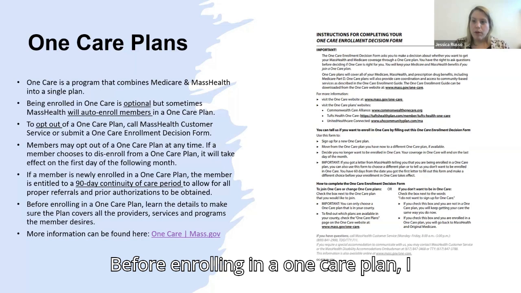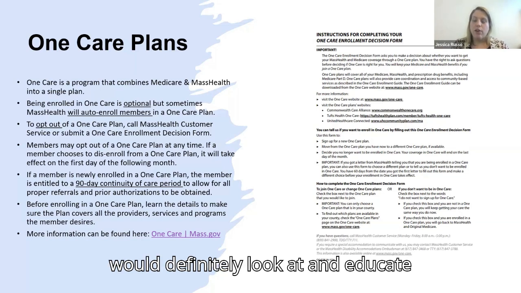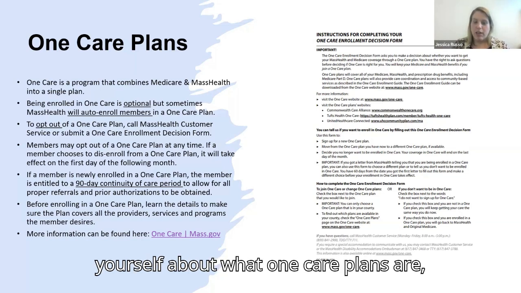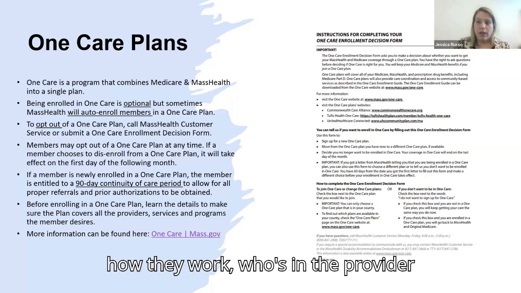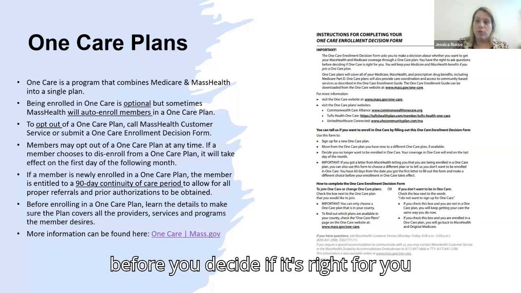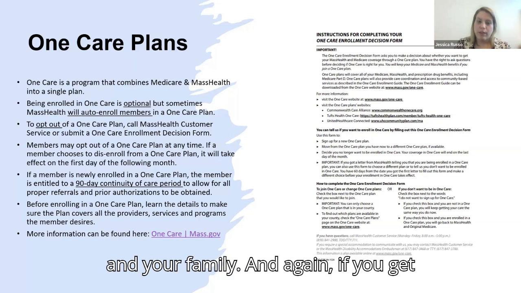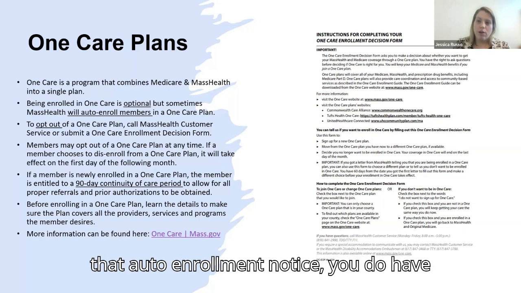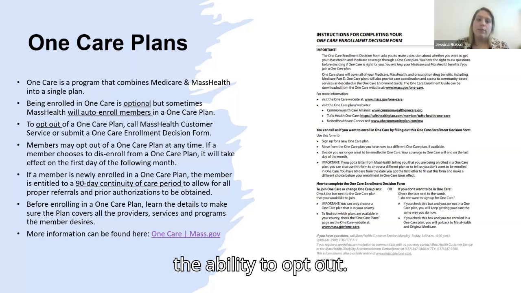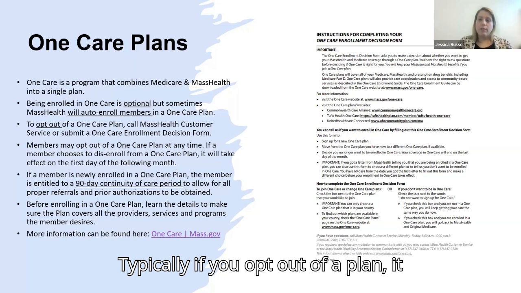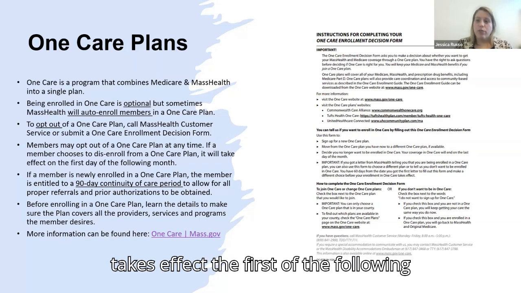Before enrolling in a One Care plan, I would definitely look at and educate yourself about what One Care plans are, how they work, who's in the provider network, and how they cover insurances before you decide if it's right for you and your family. And again, if you get that auto enrollment notice, you do have the ability to opt out. Typically, if you opt out of a plan, it takes effect the first of the following month.